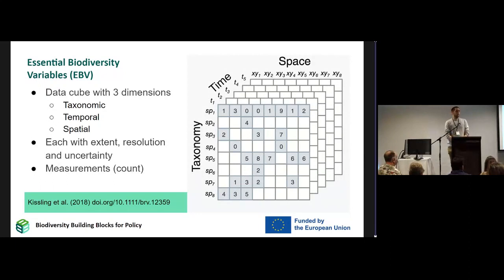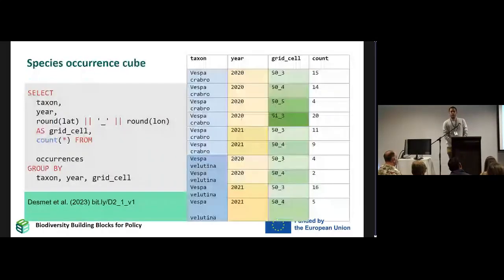And there's also an uncertainty associated with every dimension, because all of the occurrence data comes with a certain uncertainty. For some, it's very precise data. For some, there's less precise data. And you have to deal with all that type of data to be able to package it into cubes. And within that combination of dimensions, you have a measurement, for example, a count, the number of occurrences for that species for that year within that grid cell.